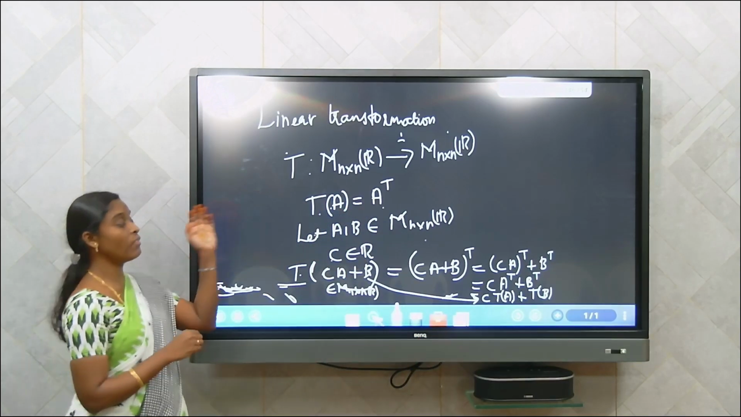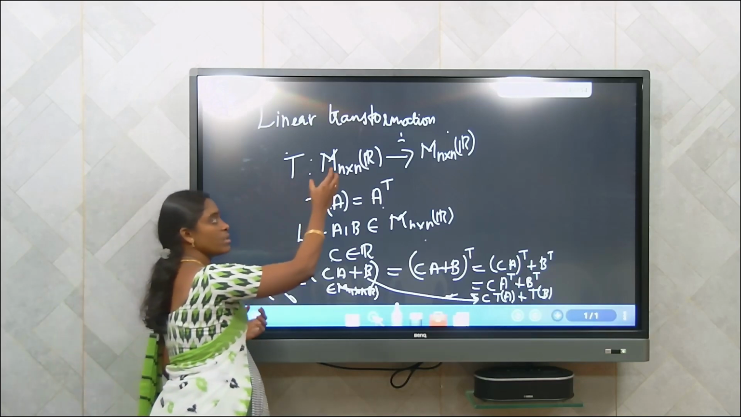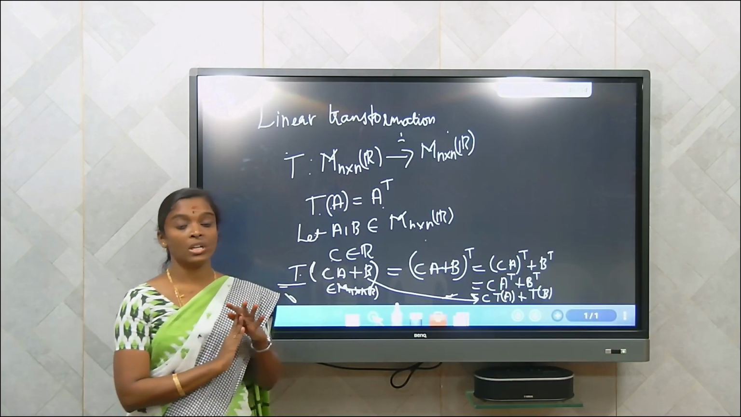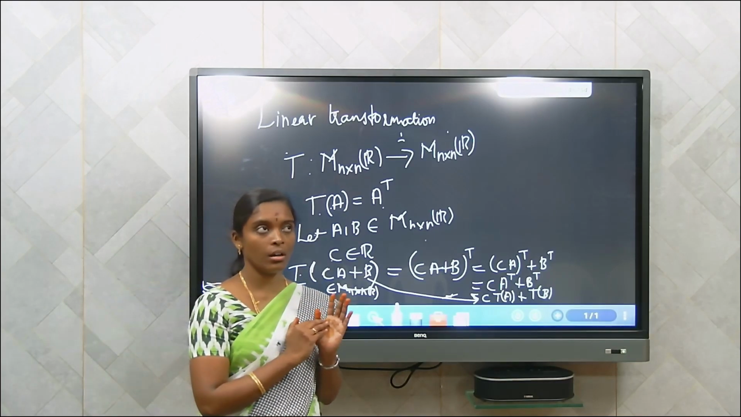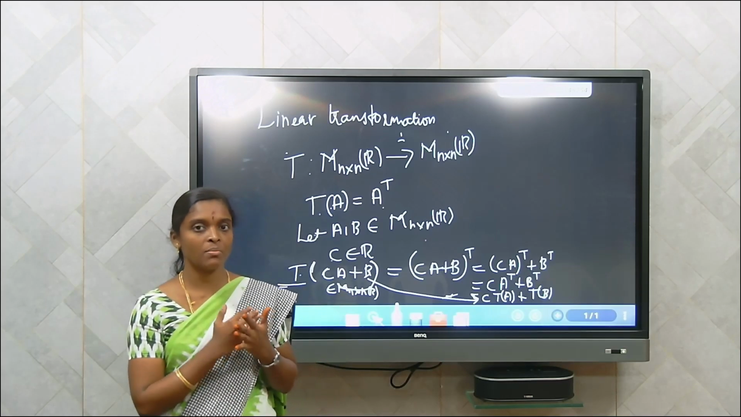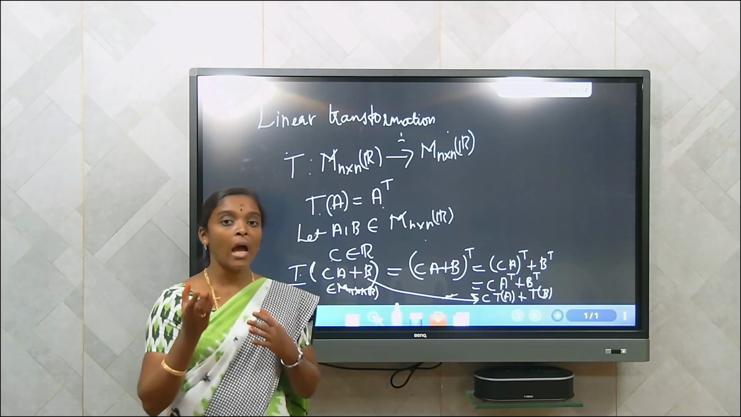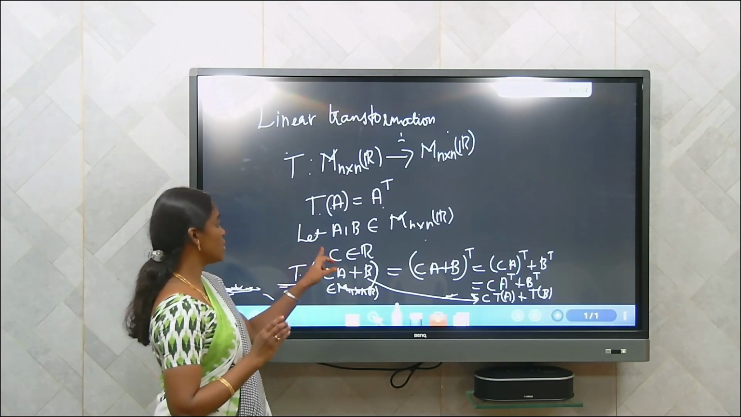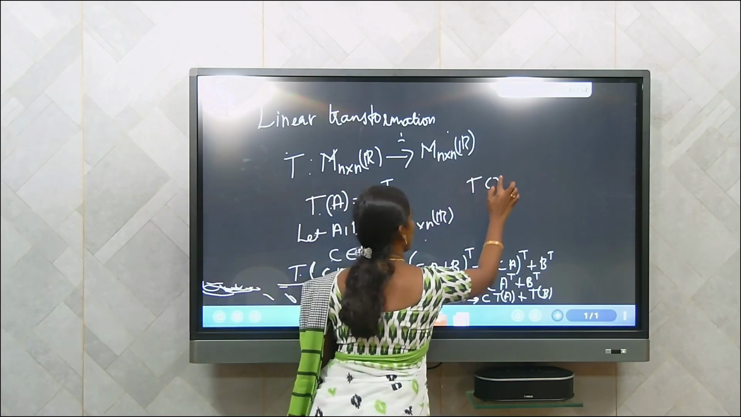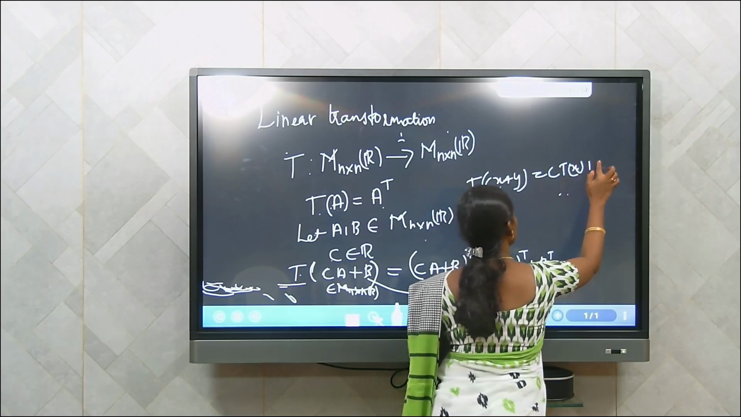So now we have defined a transformation which is a linear transformation from a domain vector space to a codomain vector space. Whatever the transformation may be, we are defining it from a vector space to a vector space, and the dimension of the domain vector space and the dimension of the codomain vector space may also differ, but it should satisfy the condition T of cx plus y equals c into T of x plus T of y.